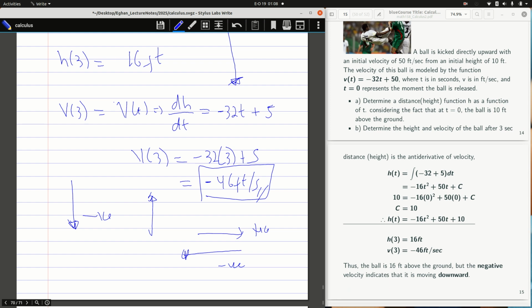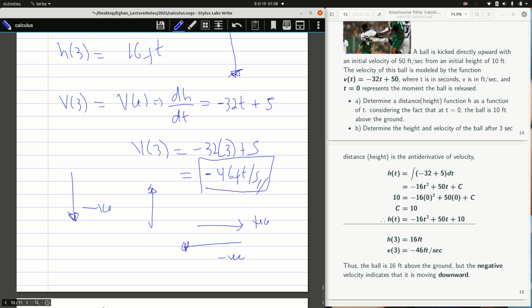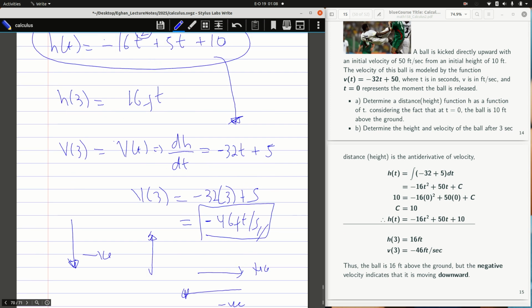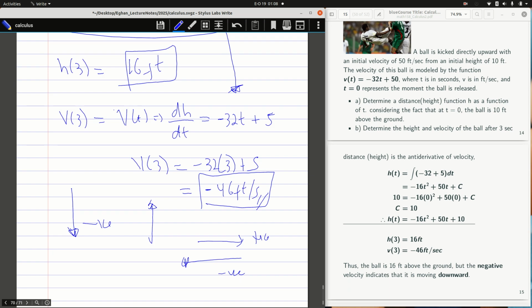So this is right. If you get a positive velocity, it means it's still moving in the air even after the 3 seconds. That is also possible. Anyway, I think that is it for the day. And so intuitively we say the ball is 16 feet above the ground, which we had here, after 3 seconds. But then the ball moves down after the 3 seconds due to a negative velocity. I think I'm done here.